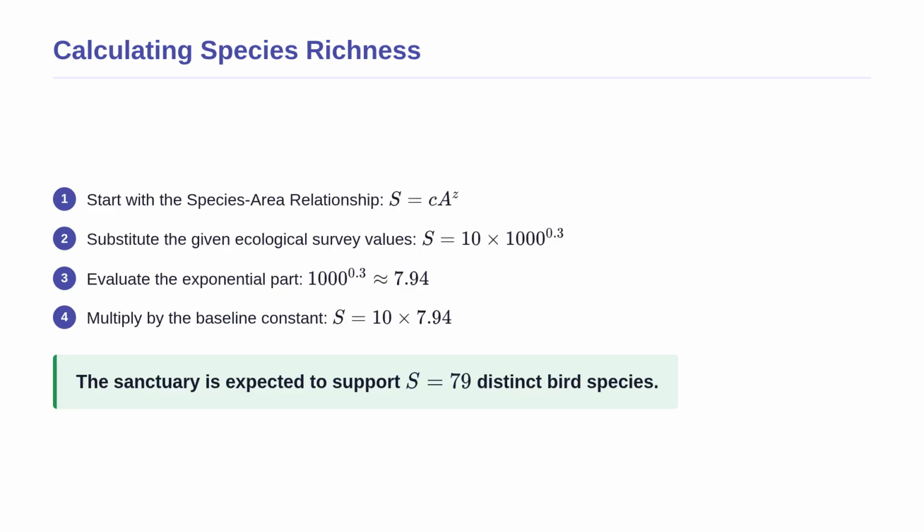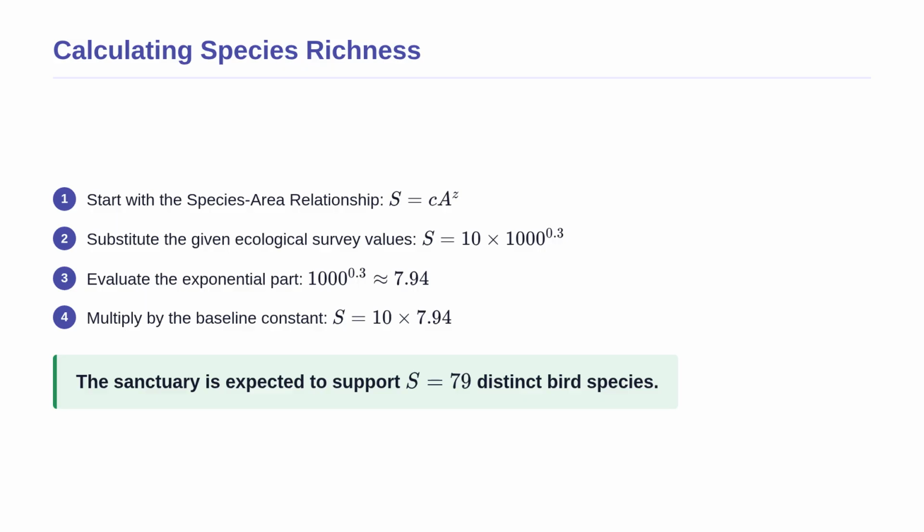Before we move on, let us see this formula in action with a concrete example. Imagine a government allocates 1,000 square kilometers for a new sanctuary. Ecological surveys give us a constant C of 10 and a scaling slope Z of 0.3. We need to find the total expected bird species, S. We start by substituting our known values into the species area equation. We replace C with 10, A with 1,000, and Z with 0.3.